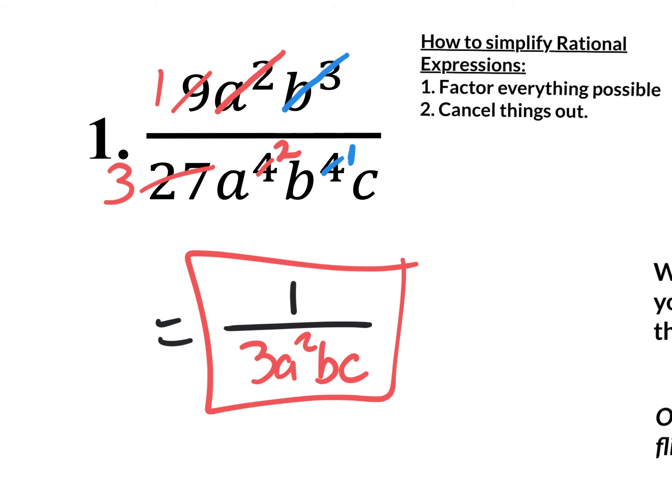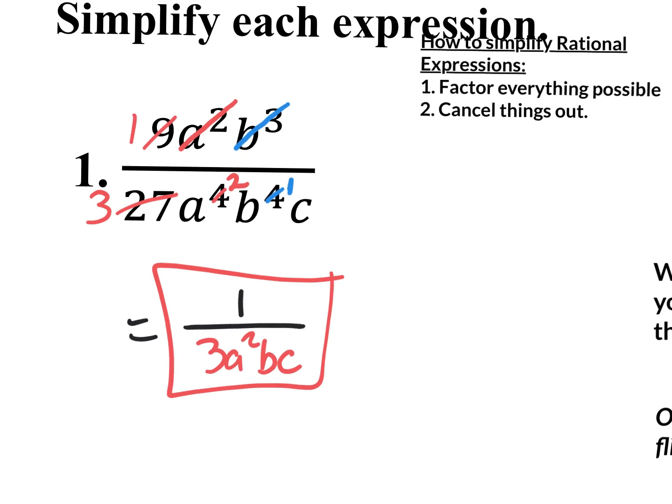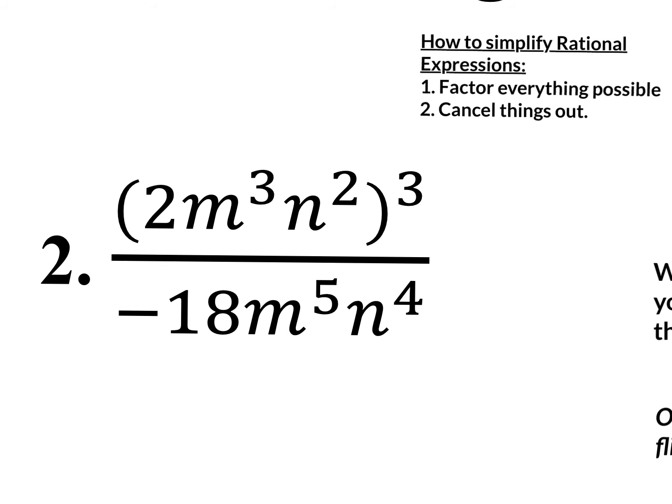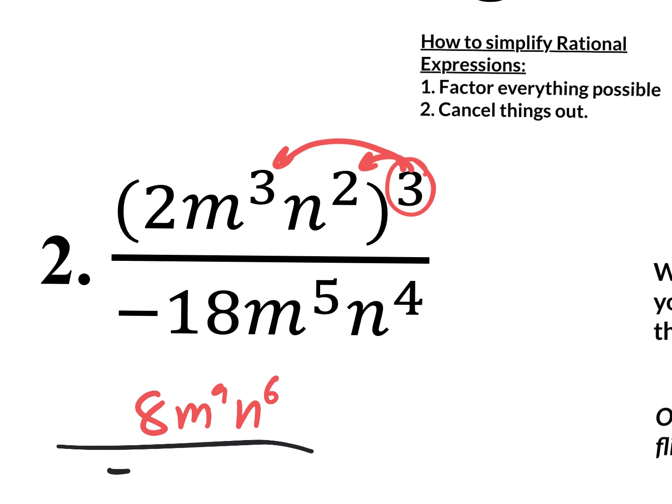Pretty easy, right? Okay, and it's super easy because we didn't have to factor anything. In all reality, we're probably only going to have one of these easy questions where you just cancel things out. Okay, even if you have, like on number 2, you have parentheses with an exponent, that's nothing difficult. Just remember you need to distribute the outside parenthesis because it's all pure multiplication. So distribute the outside parenthesis. That 3 goes on to the 2, and that's 2 to the 3rd, which becomes an 8. When you go 3 on the 3, power to a power multiply, you're going to have m to the 9th. 3 times 2 is 6, n to the 6th. And it's over negative 18, m to the 5th, n to the 4th.